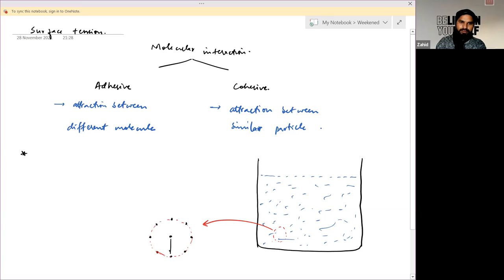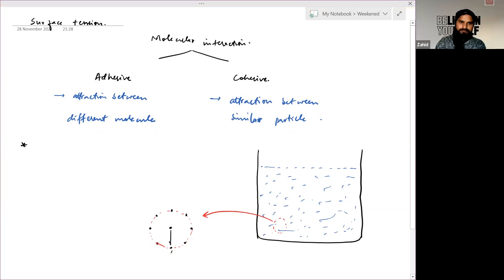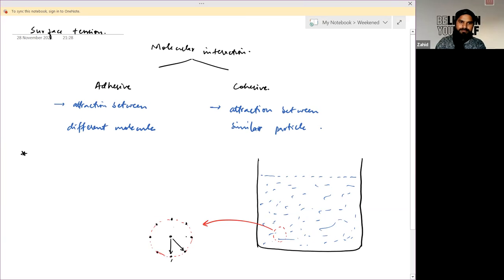So along this, like this. So the net force on the centralmost particle due to all its cohesive interactions will be zero. Is it clear?